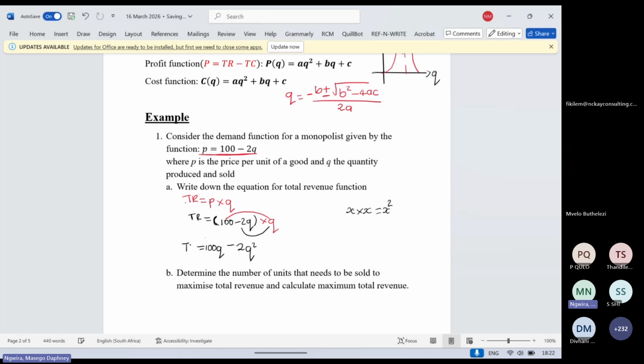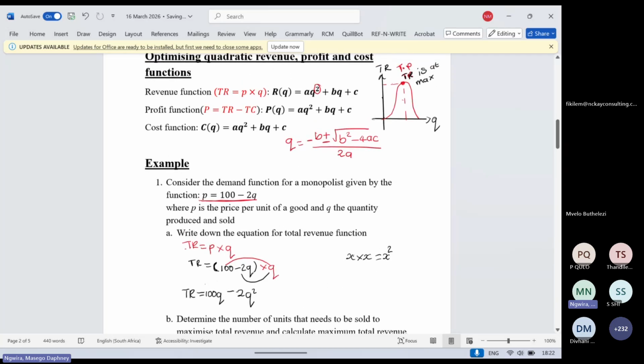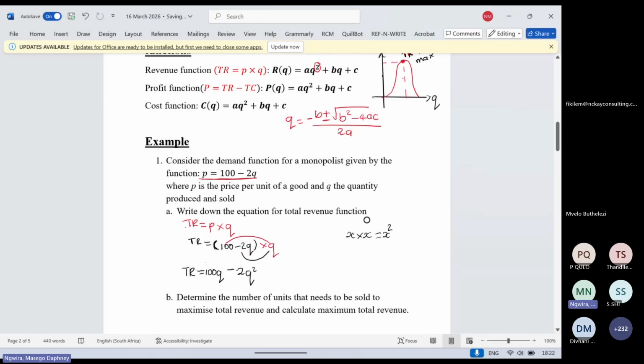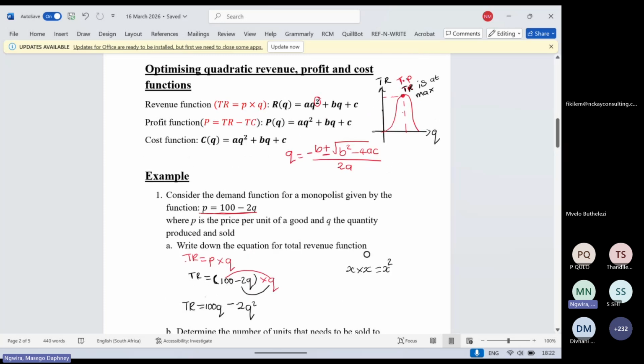So this is my total revenue. You will notice that the function of total revenue is a quadratic. Why? Because there's a square there. Every time there's a square, it's a quadratic. If I was to draw the graph, my graph will either look something like this or it's going to face up, and that only depends on the value of A. Don't forget that we said that the standard form for a total revenue, TR, is equals to AQ squared plus BQ plus C.